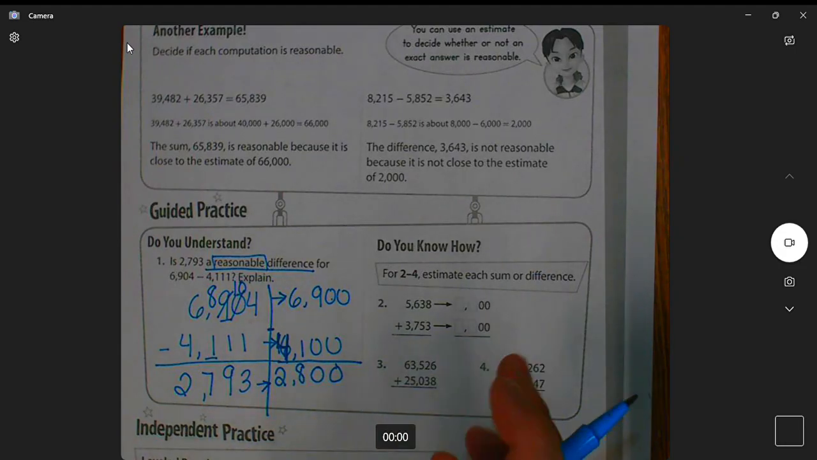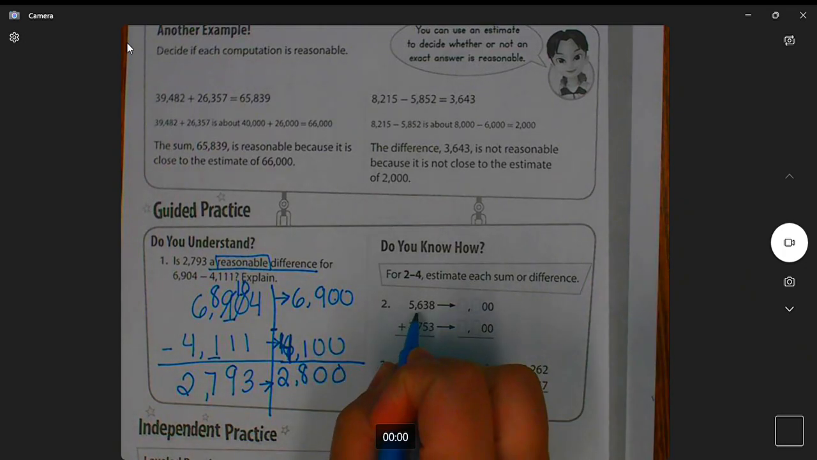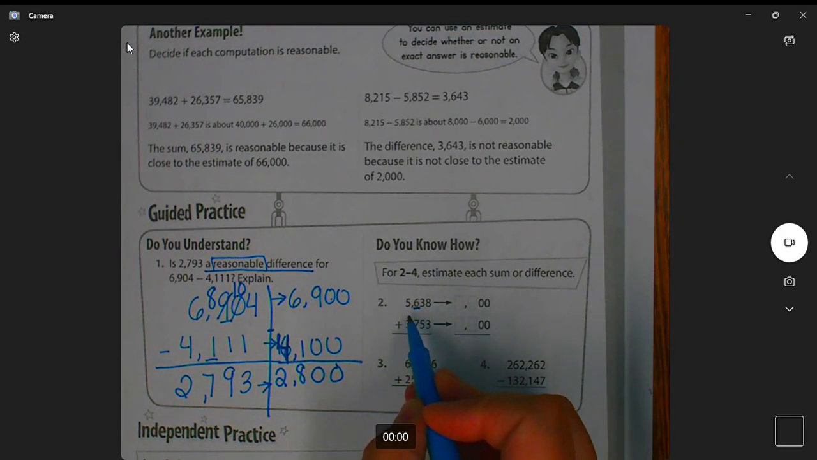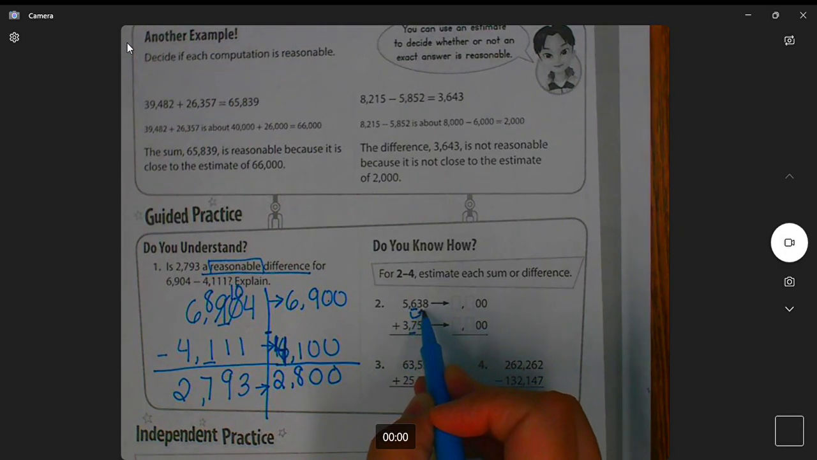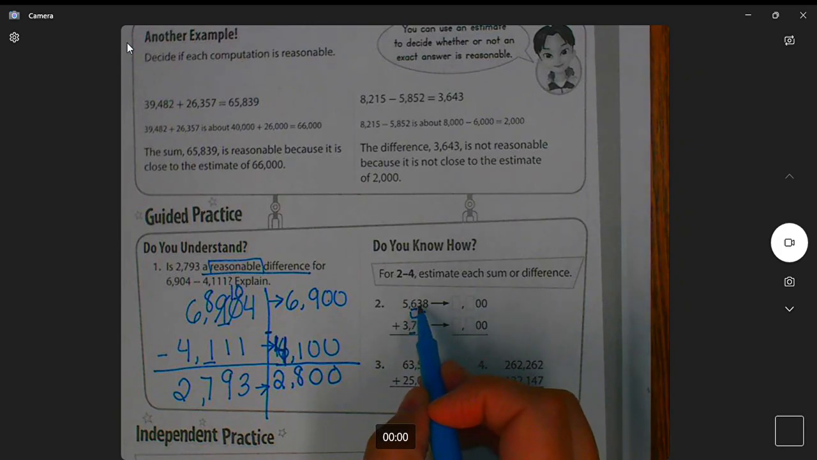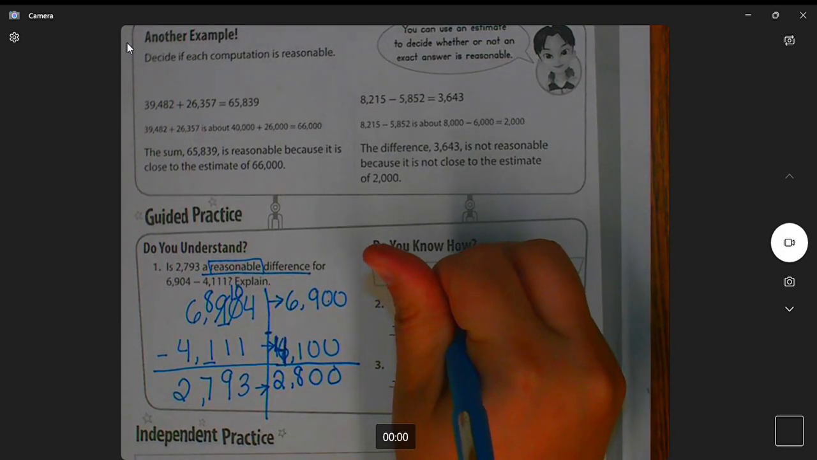Let's look at number 2. Number 2 has us rounding to the thousands place. And they're helping us out a little bit. They've already given us the zeros. So now we have to look at the hundreds to see what we're rounding to. 5,638. 5 or higher, add 1 more. 4 or less, let it rest. The 3 tells the 6 to do what? Right, it stays the same.